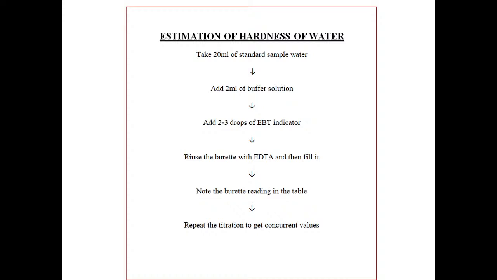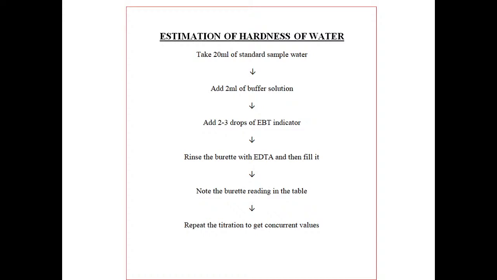After that you will be adding 2 ml of buffer solution. Now see students, we have already learned that the buffer helps us because EBT works under buffer conditions only. So we will be taking the pH 10 buffer, and after that you will be adding 2 to 3 drops of the EBT indicator. So first step, you have added the standard sample water. After that you have added 2 ml of the buffer solution. After that we will be adding 2 to 3 drops of the EBT indicator.